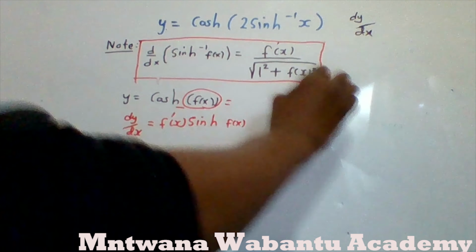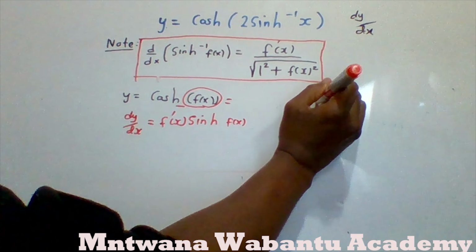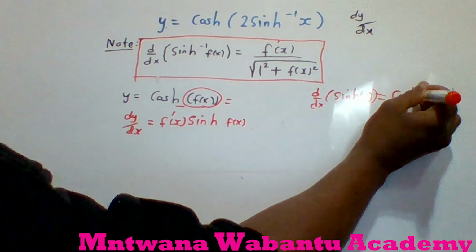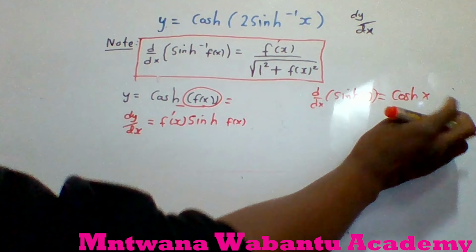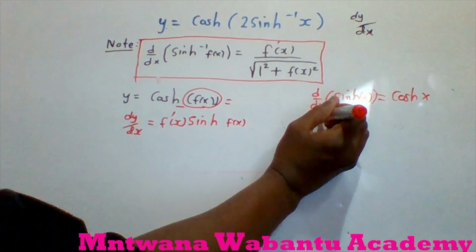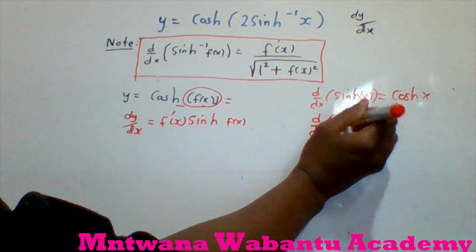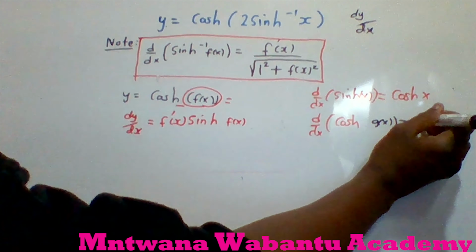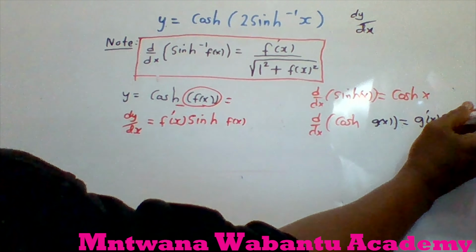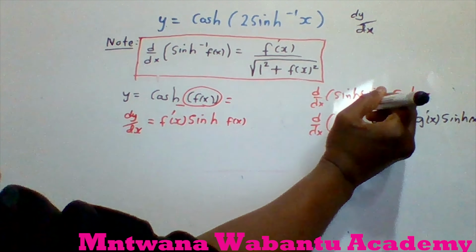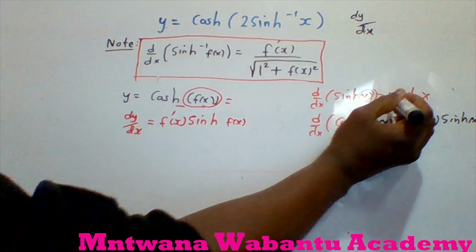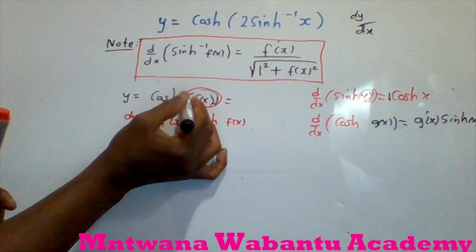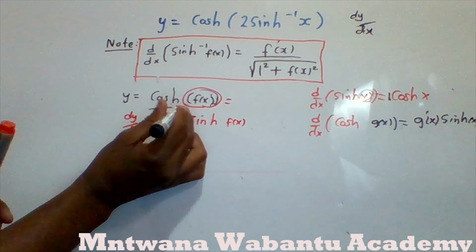So for a hyperbolic function, if I differentiate sinh of x, I'm just going to get cosh of x. If you differentiate cosh of g of x, I'm going to get g prime and then sinh of g of x. Here it's just x, so g prime is 1, because you differentiate x and you get 1. So when you come back here, same thing: when you differentiate cosh of a function, you get function prime, and then sinh of the function.